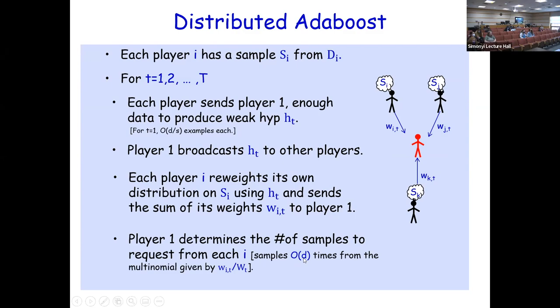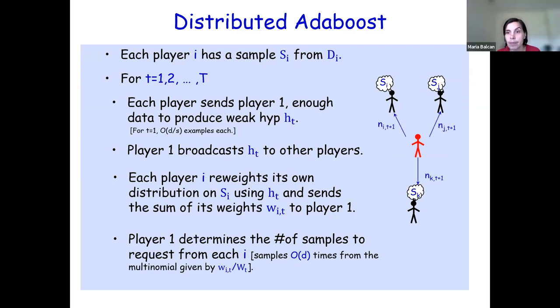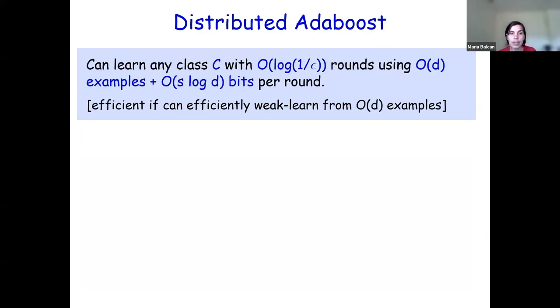Okay? And so then everything repeats. So again, in the final step, player one uses the weights that it receives from the local players to determine how many samples to request from each player for the next round. And in total, he will request order of these samples, but now these are drawn from the multinomial given by these local weights.